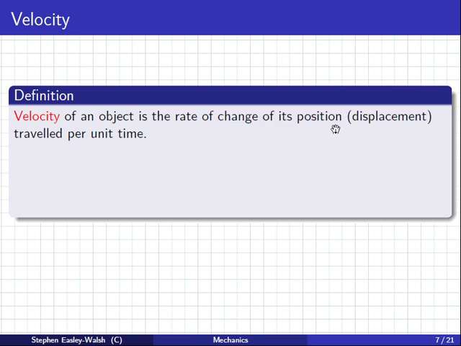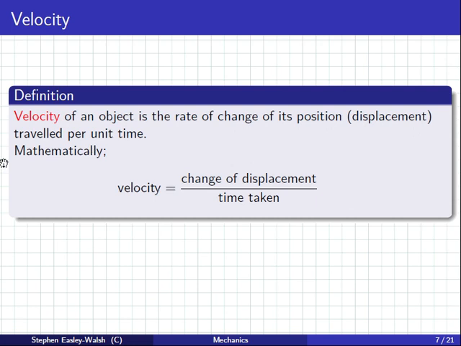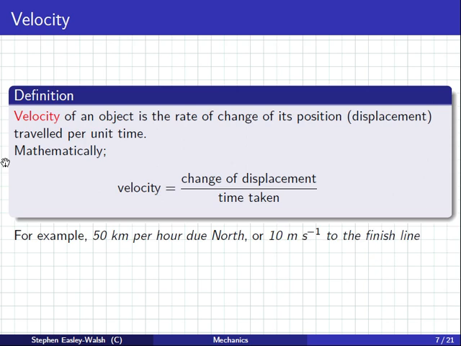So, velocity is the rate of change of position, or more precisely, as Kehan said, displacement travelled per unit time. Mathematically, velocity is change of displacement over time taken. For example, 50 kilometers per hour north, or 10 meters per second to the finish line, or 1 step per second homebound. Homebound means to my home. They are all velocities.